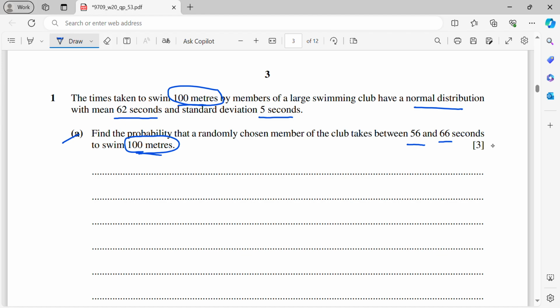Okay, so now I will write X is normally distributed with mean 62, standard deviation 5. So variance will be 5 squared. And now we need to calculate the probability between 56 and 66 seconds. So P between 56 and 66 seconds. So here 56 and 66.